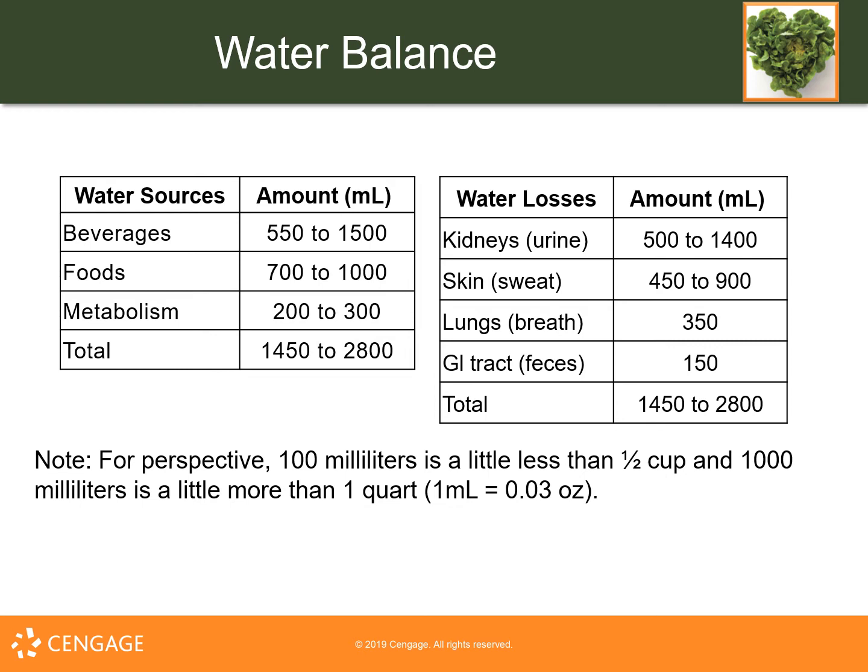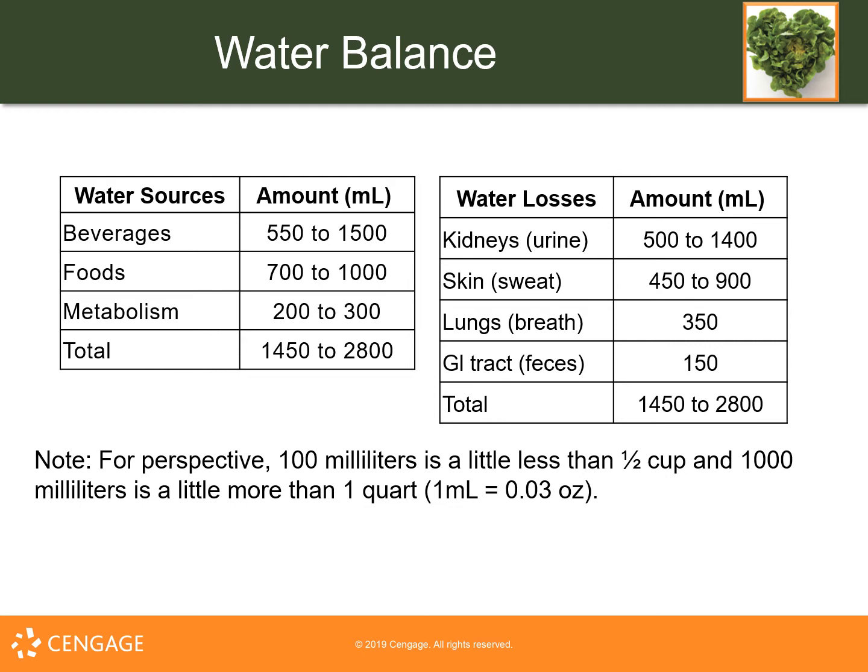Now, when we look at that total, let's take a look at how we can lose water on a daily basis and how easily one can become dehydrated. Kidneys, so urination, 500 to 1400 milliliters a day. Skin and sweat: if you exercise more, you can lose more than this, because this is the recommendation for just living, that insensible water loss, 450 to 900 milliliters. Lungs, through breathing, another insensible water loss, 350. And then defecating, 150 milliliters, so a total of 1450 to 2800.